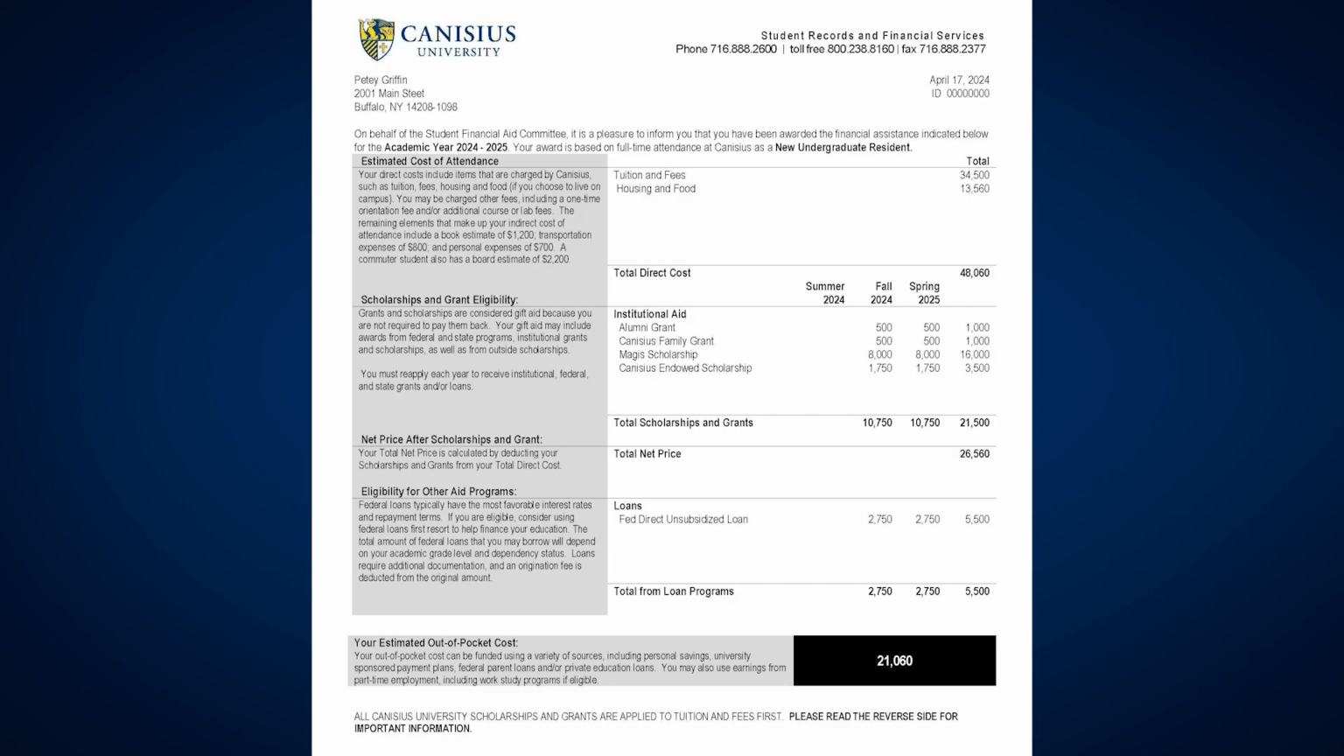This is a snapshot of how to conceptualize and read through your award letter, how to discern direct expenses from indirect expenses, and really hone in on the financial data points that matter most when making a decision.